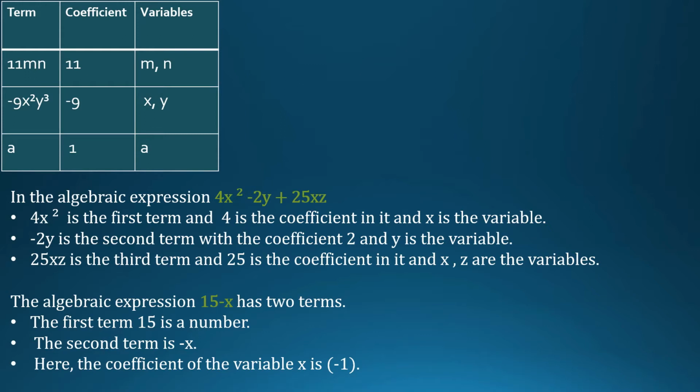In the second example, the algebraic expression 15 minus x has two terms. The first term 15 is a number, the second term is minus x. Here the coefficient of the variable x is minus 1.